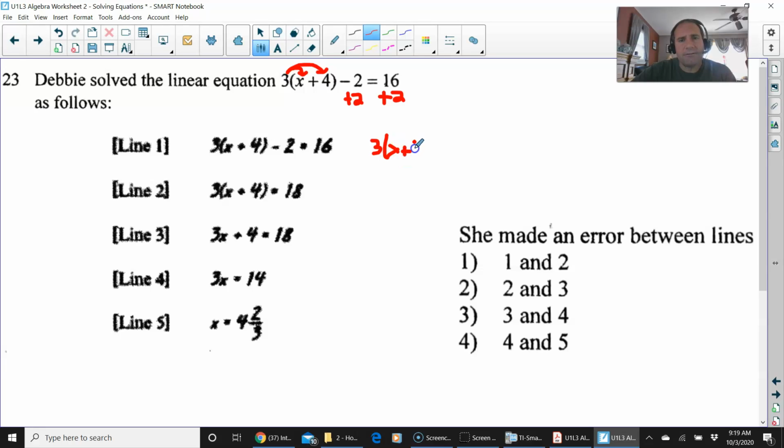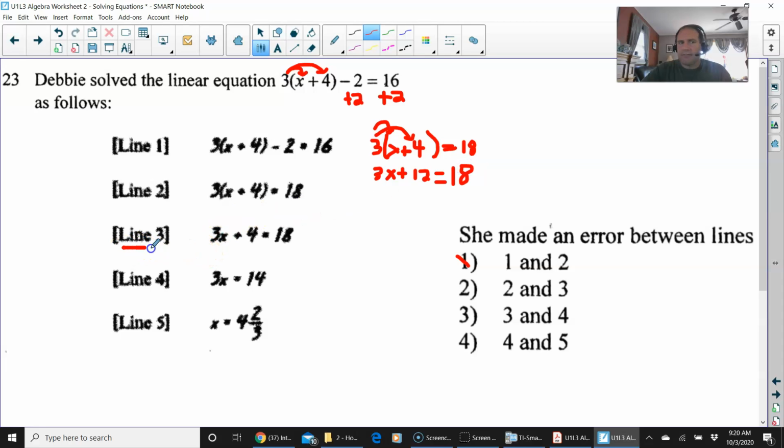We have 3x plus 4 equals 18, and that's what she has for line 2. You notice she didn't make an error between 1 and 2, so we can cancel that out. The next step she would have to do is distributive property. So 3x and 3 times 4 is 12. And I would bring down that equals 18, and that would be your next line.